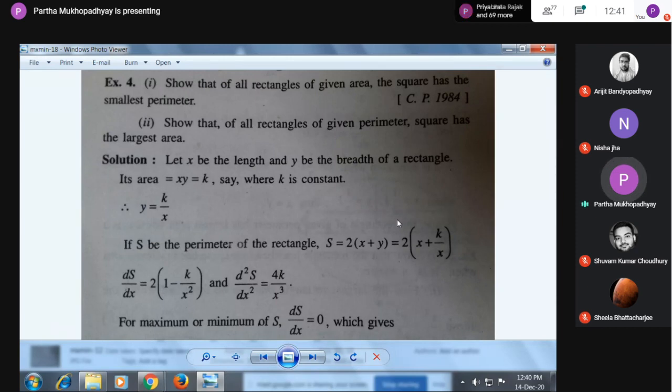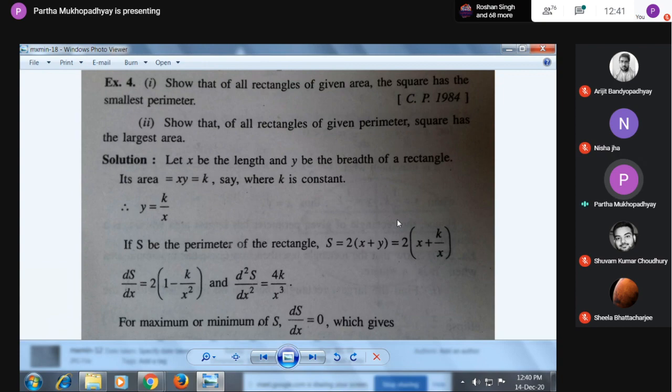And third problem: out of all rectangles of given area, the square will have the smallest perimeter. So when the area of a rectangle with sides X and Y is given, then the perimeter will be minimum when it is a square. Show that. Second problem is the converse one: when the perimeter of a rectangle is given, the square has the largest area. These two problems should be solved.